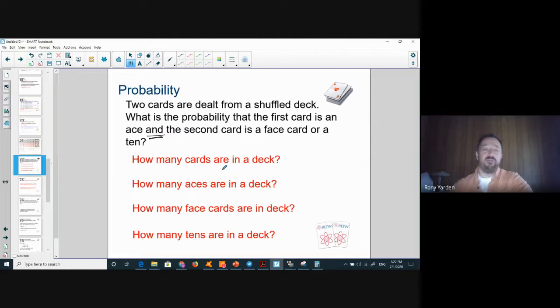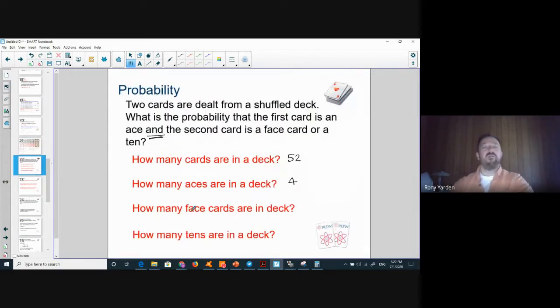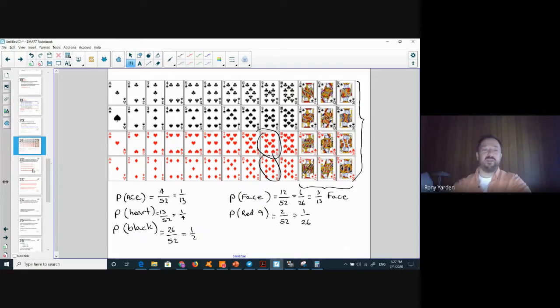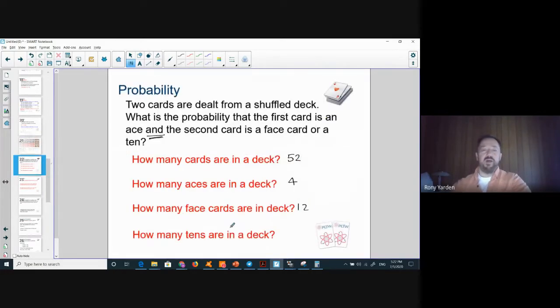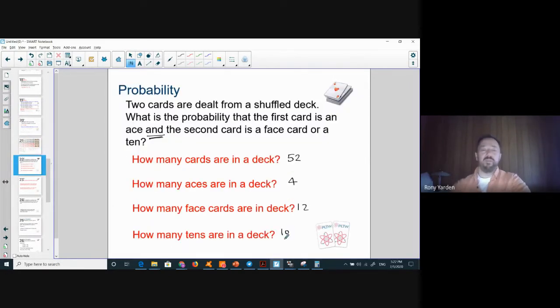First, we have 52 cards in the deck of cards. How many aces in the deck? We have 4 aces, going back here, one of each shape. How many face cards are in the deck? We already saw that, 12 face cards. How many tens? Back here we have 1, 2, 3, 4 tens in the deck.